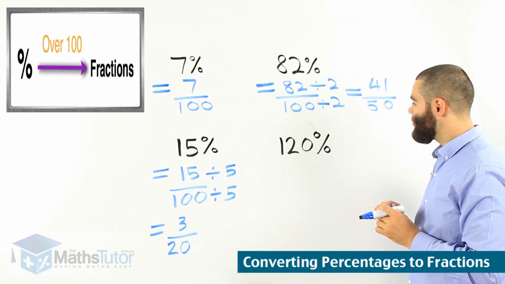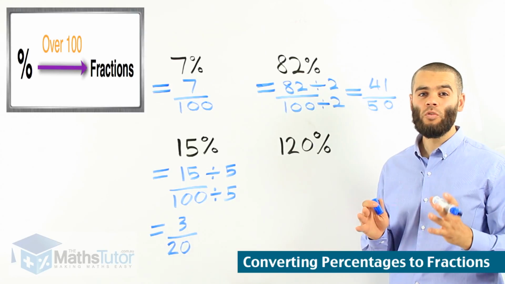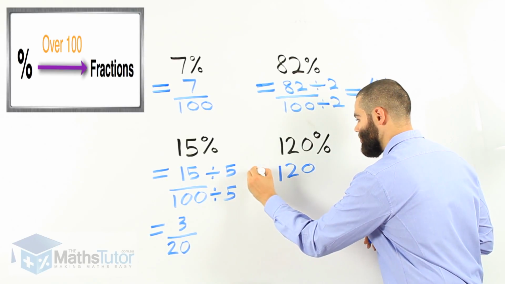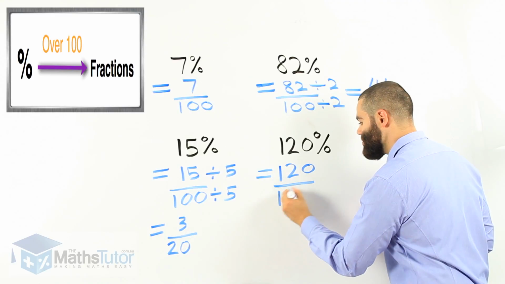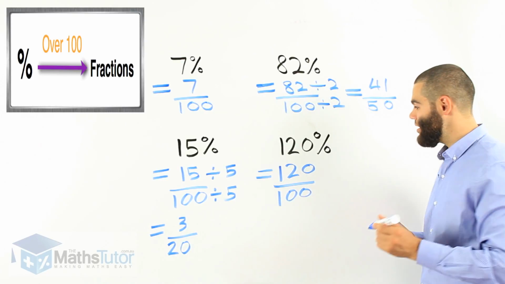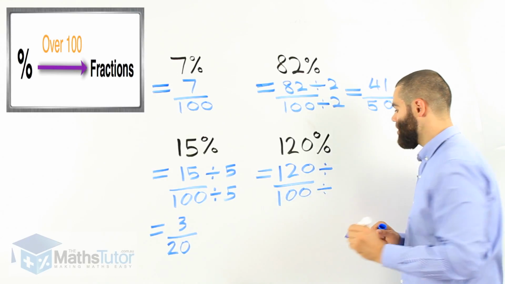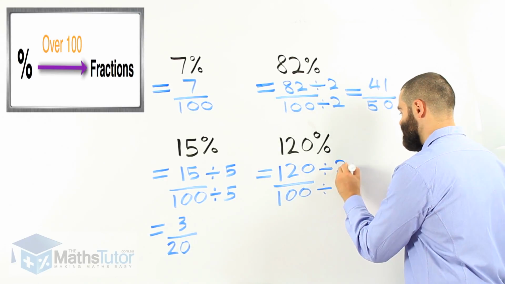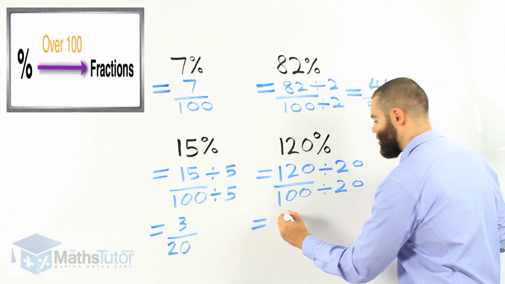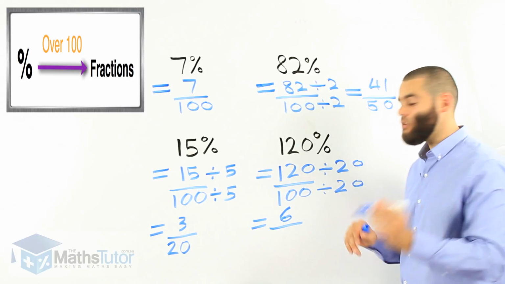Last example, for changing percentages to fractions, 120%, meaning 120 out of 100. So 120 out of 100. What do you notice? We can simplify it? Yes, we can. Well, if we simplify it, we look for the highest common factor, and the highest common factor is 20. 120 divided by 20 is 6. And 100 divided by 20 is 5.